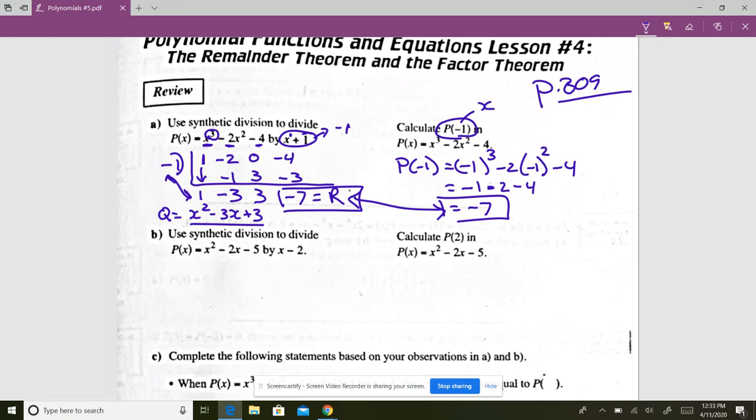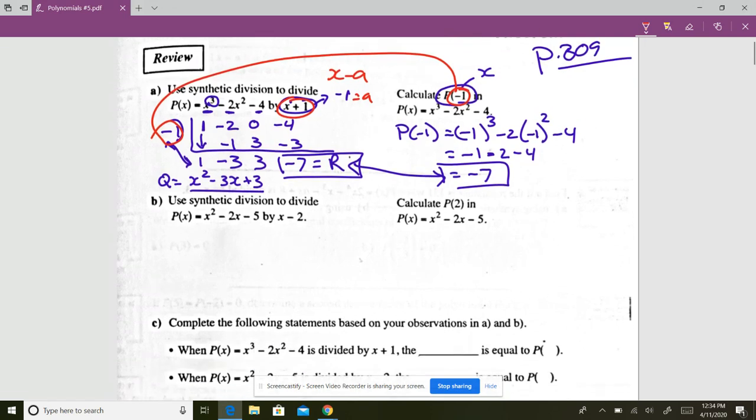All right, and if you look, the number that we put in, negative 1, is the same as the number that was outside here. So essentially, this is our a value. It's an x value, so it goes in for x's. But remember, this is always written as x minus a. So that is our a value. So when you put your a value into the polynomial, you get the remainder, okay?